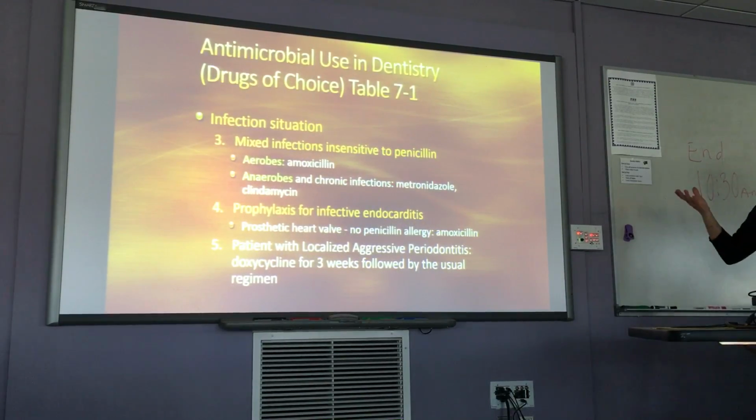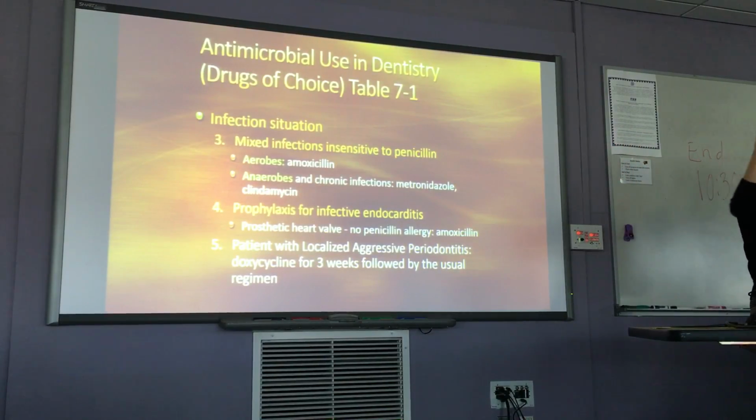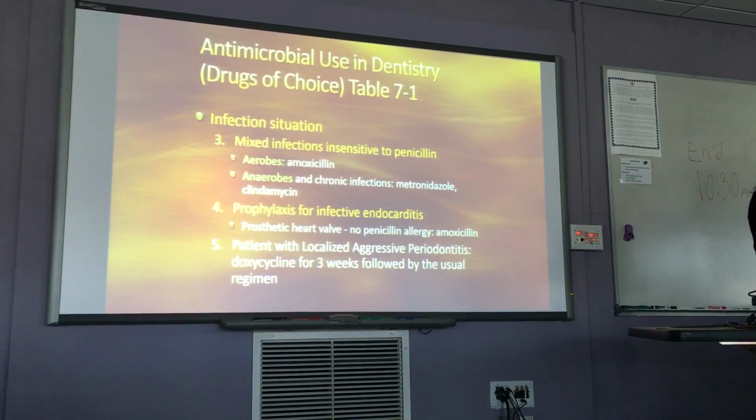If we have a mixed infection that has become insensitive to penicillin, okay, if we determine that that infection is aerobic, you might use amoxicillin because it can do mixed. If we're talking about anaerobes, it may be something like metronidazole or clindamycin. Again, these should start to sound familiar. When we look at it, we try to treat it as gently as possible, but as it moves along, we have to get a little bit more aggressive.